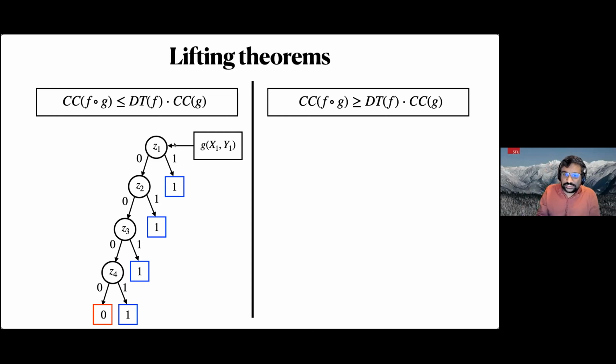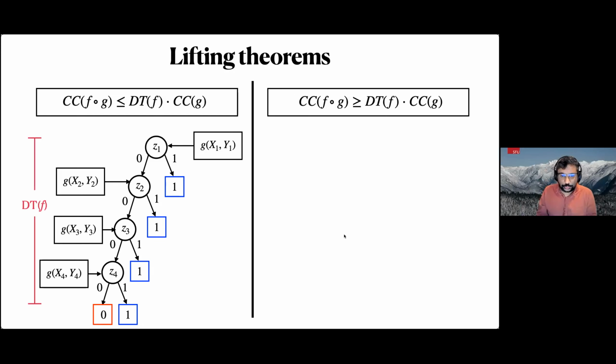Okay, so this is the easy direction, and this easy direction goes through for many models, like randomized decision tree to randomized communication, quantum decision tree to quantum communication, etc. And the hard direction says that from a communication protocol for f composed with g, we can also get a decision tree computing f.